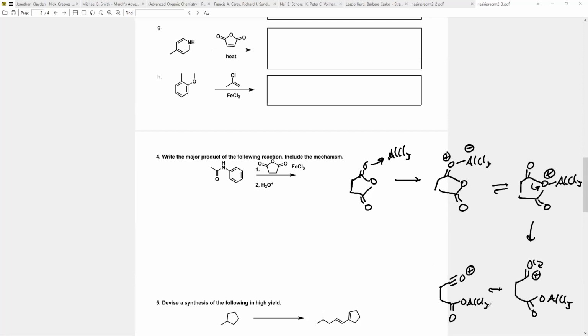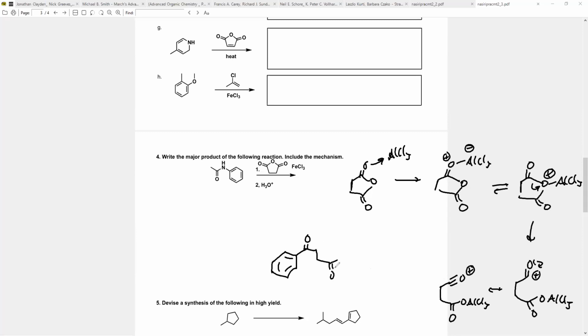But we'll have this, and then benzene will do its attack on here. I'm not going to show that because, again, it's just attack, resonate, eliminate, and then we get out. I'll draw what we get out, but we'll get out this here. 1, 2, 3, 4.